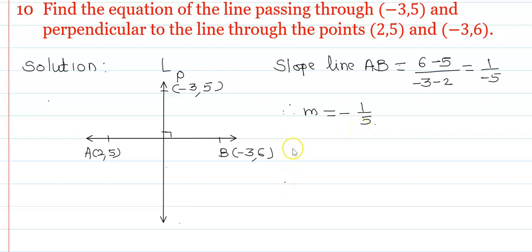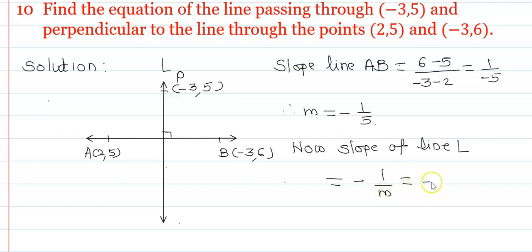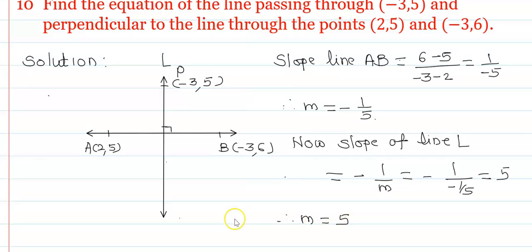Now the slope of line L is equal to minus 1 upon m, and it is minus 1 upon minus 1 upon 5, and that is equal to 5. Therefore, m is equal to 5. The slope of the required line is 5.